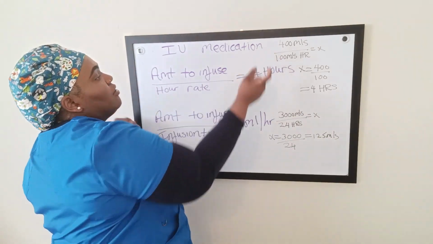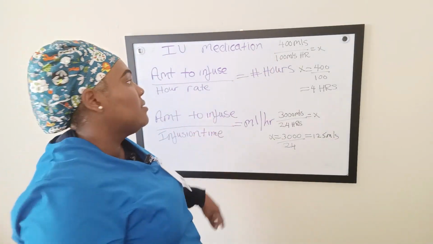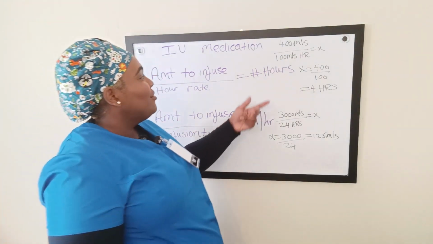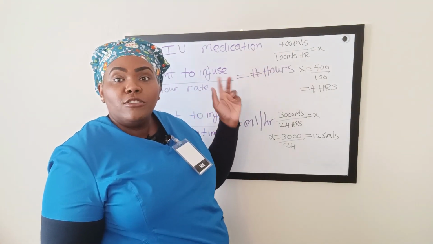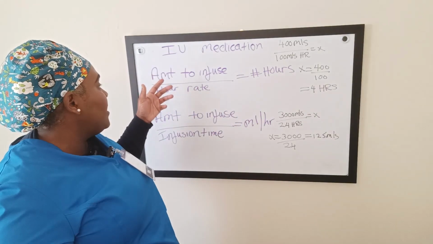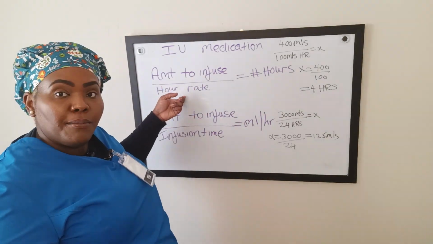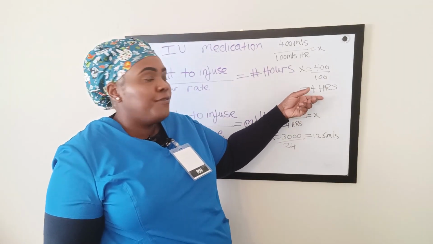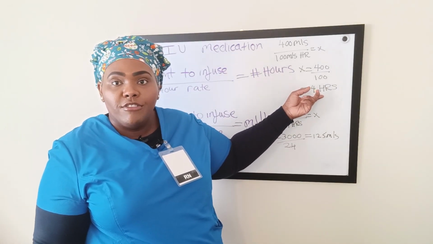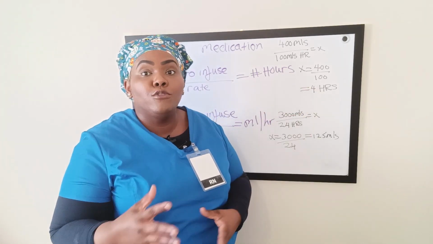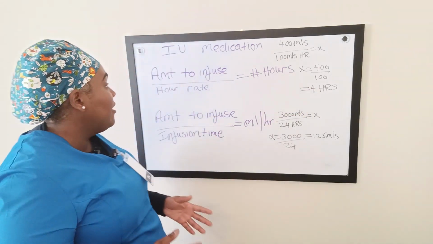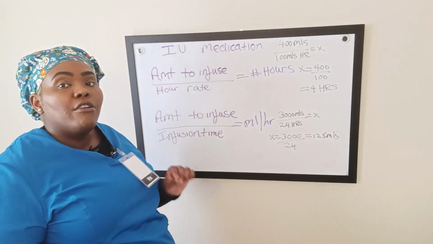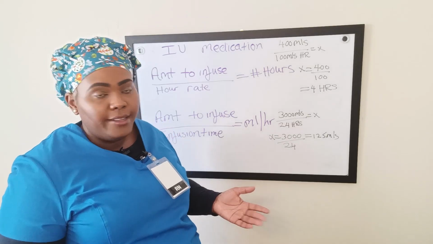So here we have 400 mils. We need to give this patient 400 mils and it's going to be 100 mils per hour. What we do is divide the 400 mils by the 100, you're dividing the amount to infuse by your hourly rate, which is going to give you the time. So our time of infusion is going to be 4 hours, right? That's how we calculate your infusion time. Remember, infusion time equals amount to infuse divided by the rate.